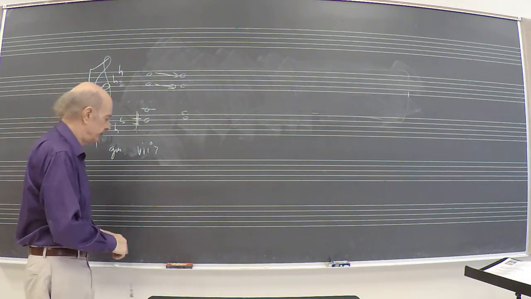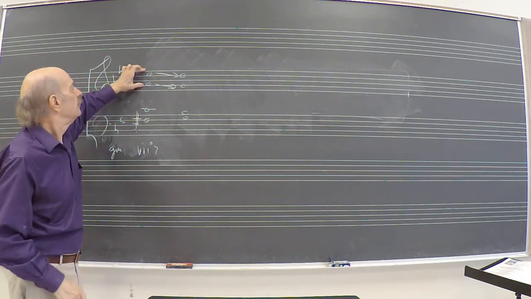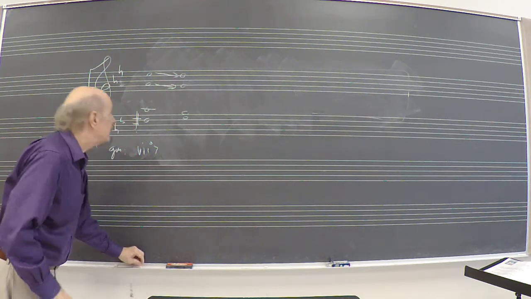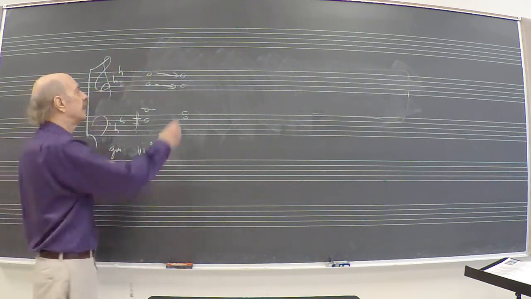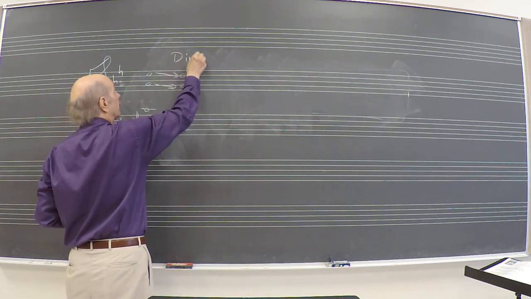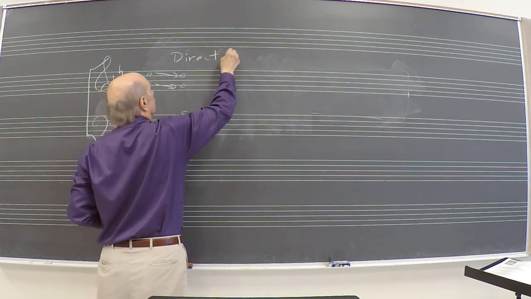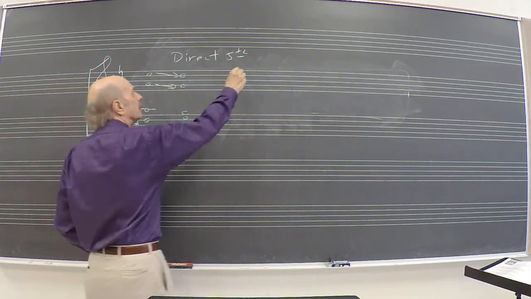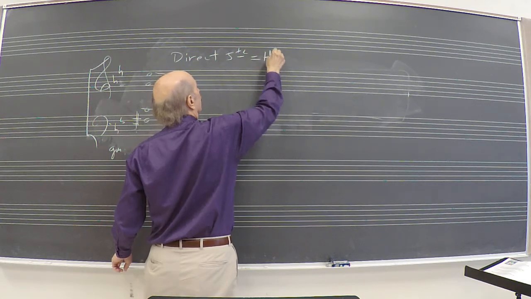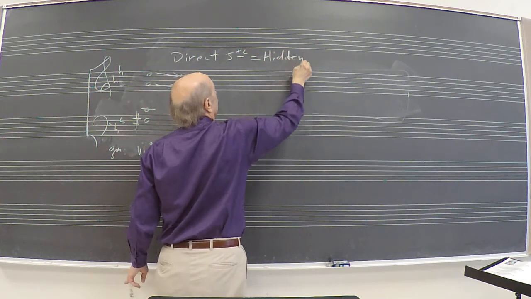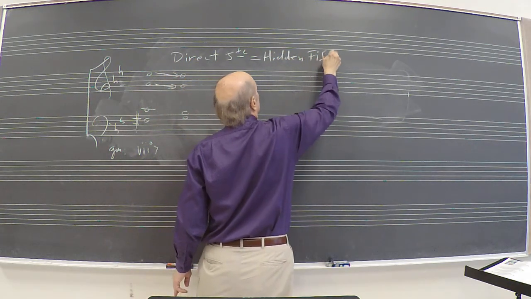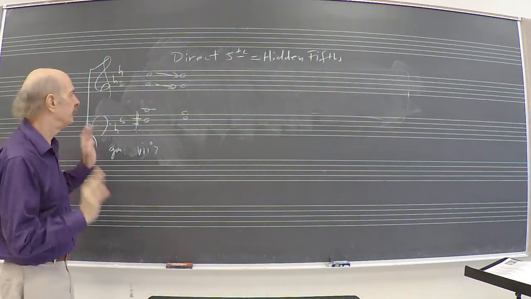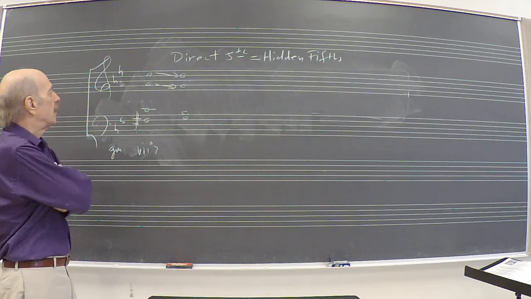So that top diminished fifth is going to the perfect fifth in the same direction. Therefore, direct fifths, they're directly going to a fifth. Aldwell Schachter calls them hidden fifths. That's fine. Right, hidden fifths, they're exactly the same. Okay, so how to get around this problem?